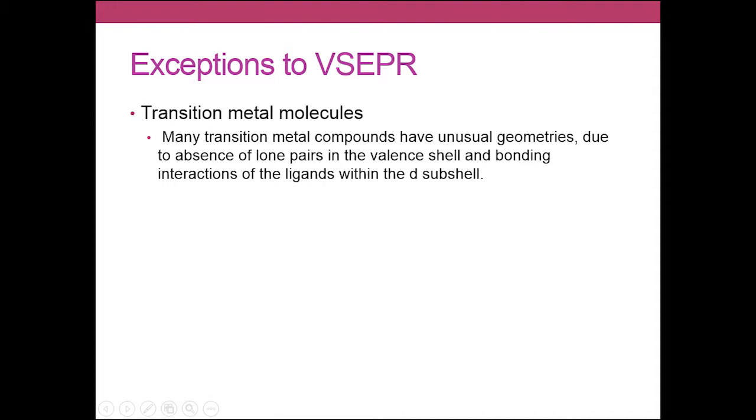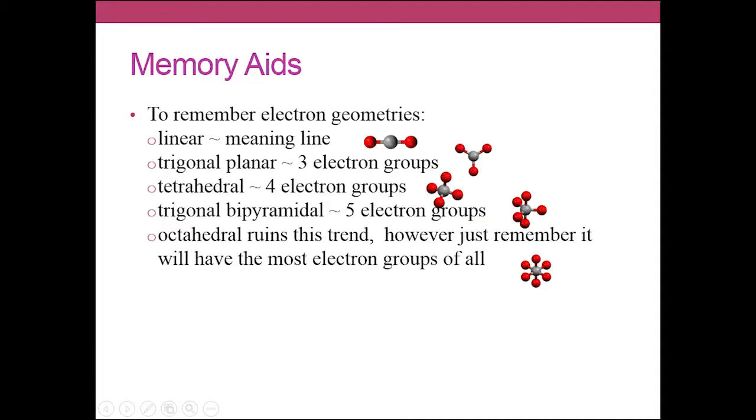Although VSEPR theory works the majority of the time, there are still some exceptions. One of these exceptions is when it comes to transition metals. Many of these transition metal compounds don't work according to VSEPR because they have unusual geometries. And this unusual geometry is due to the absence of lone pairs in the valence shell and also to bonding interactions of the ligands within the D subshell.